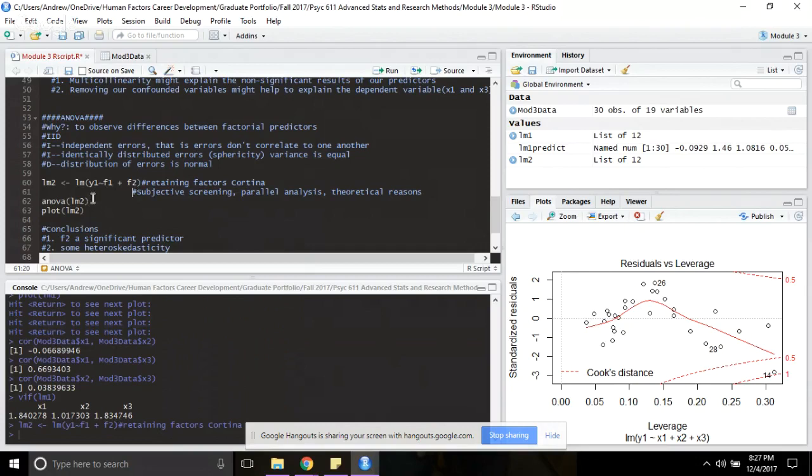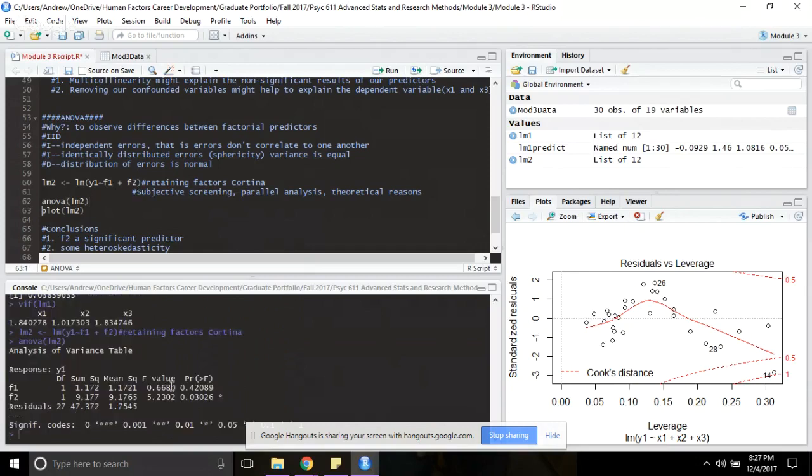And when we run the ANOVA, we get this output here. And we can see here our F1 is not significant at the 0.5 level, and F2 is significant at the 0.03 level. And this was found from the F value. So a high F value gives us a significant p-value, and a low F value is the opposite.